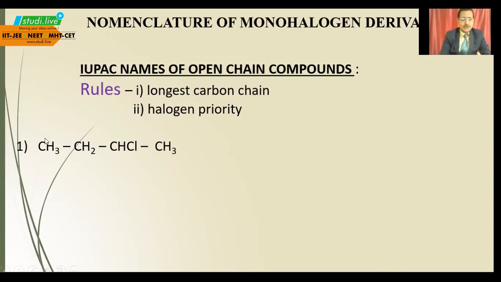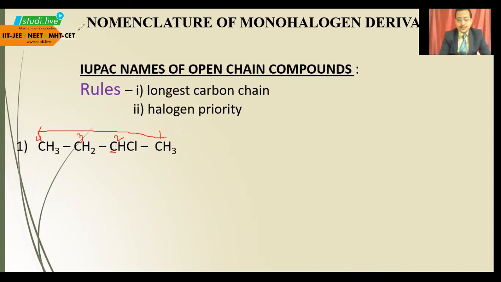Now here is the example we have: CH3, CH2, CHCl, CH3. As I said, the first rule says longest carbon chain. So this is your longest carbon chain, from here to here. Where will you do the numbering from, left to right or right to left? Wherever the halogen is nearer. Check it. 1 2 3 4, yes. So at the second position I will get my Cl. If I go from left to right, 1 2 3, that won't work. Left to right it is the third position, right to left it is the second position. So we will take the second position. At second position we have got Cl.